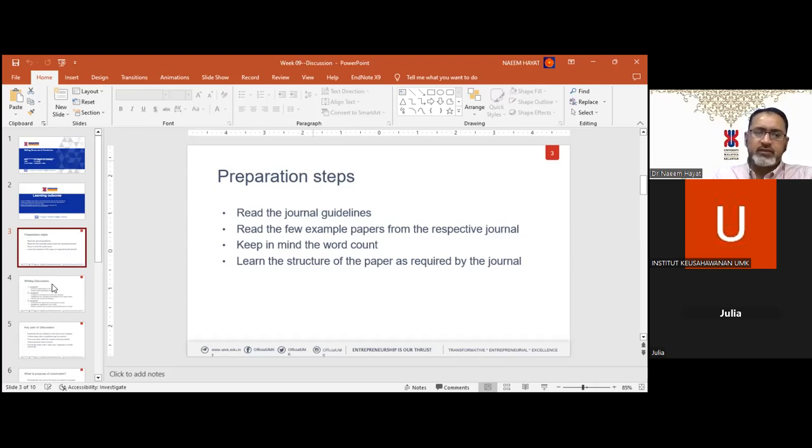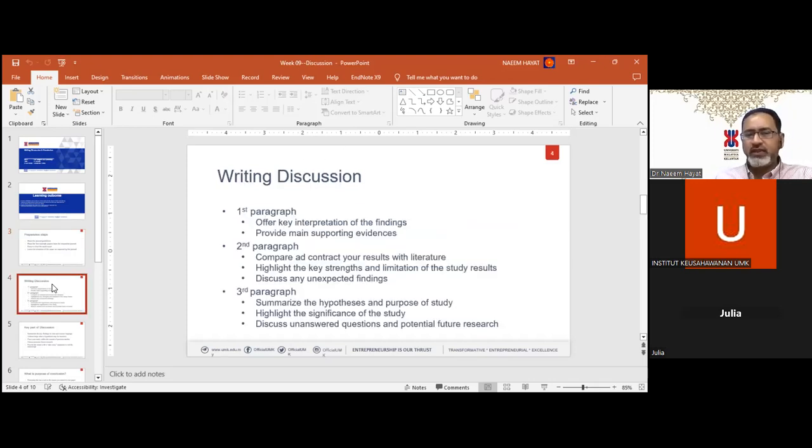Okay, so what do we need to write in the discussion? What I follow is a three-paragraph approach. It is not necessarily only three; sometimes you have more hypotheses or discussion that is required, but this is only to give an understanding of what we write in three paragraphs. What do we need to include in the first paragraph? What do we need to include in the second and third paragraphs? So the first paragraph offers the key interpretation.